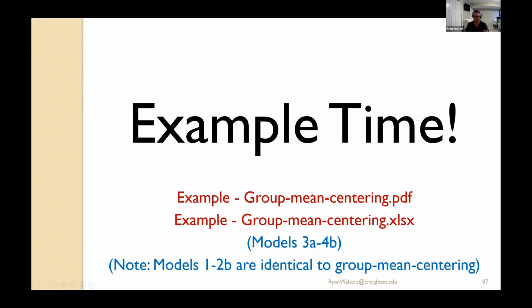So we can jump right into our models. We're going to go straight to the example for model 3A. I'm skipping models 1 to 2B because they're identical to group mean centering. That's where we got the ICC for disability. That's where we got the effect of state mean unemployment and the effect of right to work. Okay, so that's all exactly the same.